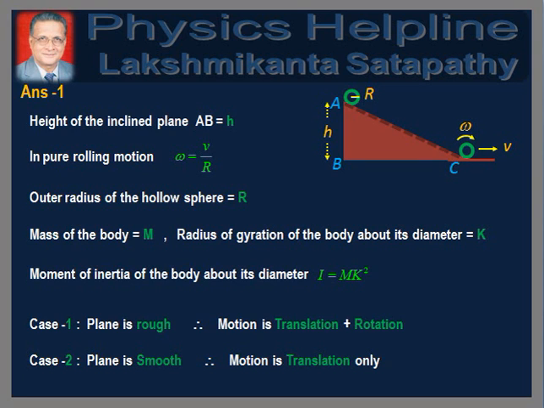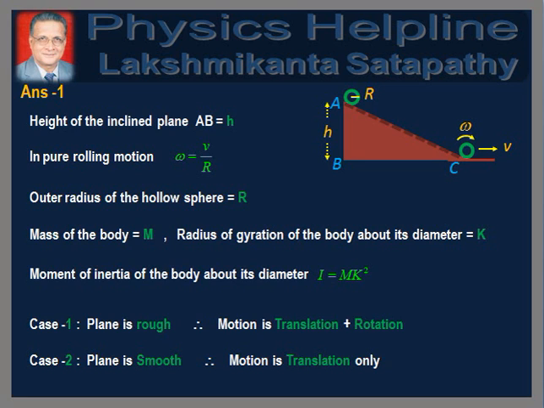When released, it rolls down without slipping and reaches the bottom of the inclined plane C with velocity of center of mass v. In pure rolling motion, velocity of center of mass v and angular velocity omega are related as omega is equal to v by r, where r is the outer radius of the sphere. If mass of the body is equal to m and radius of gyration is equal to k, then moment of inertia of the sphere about its diameter is I is equal to mk square. We are required to find the value of k.